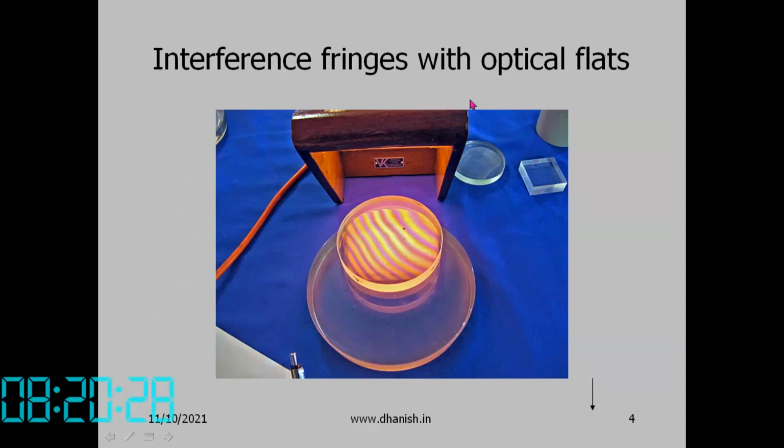So this is the sodium vapor lamp from which yellow light is falling onto this surface. So we have one optical flat at the bottom, and over that we are placing another optical flat. There's a small air gap between them, resulting in fringes.